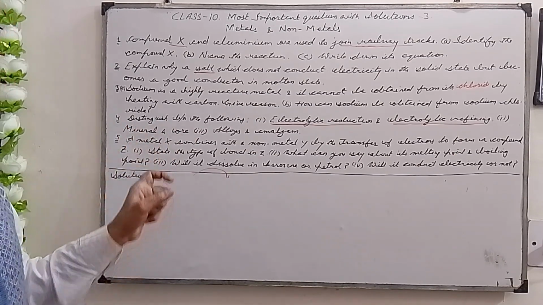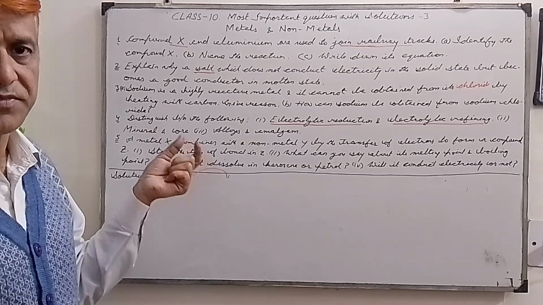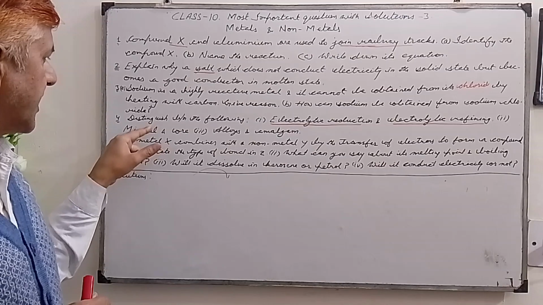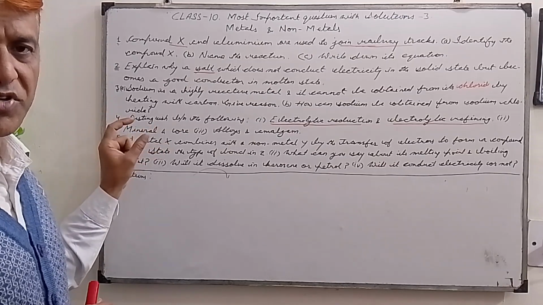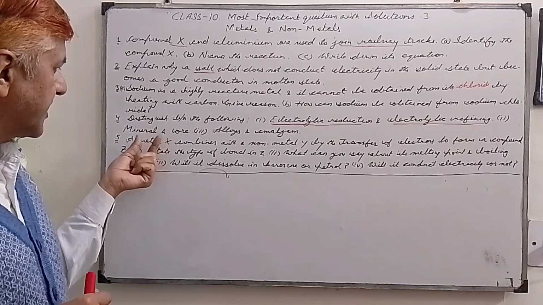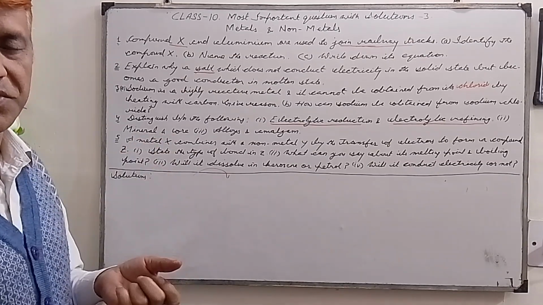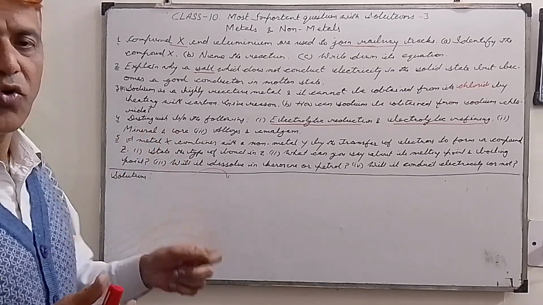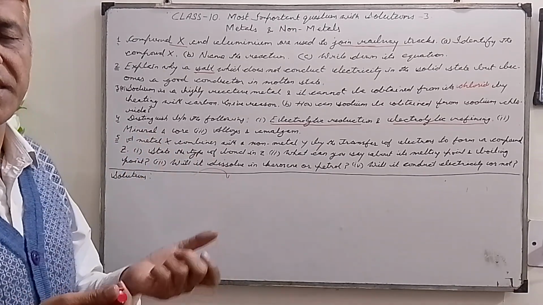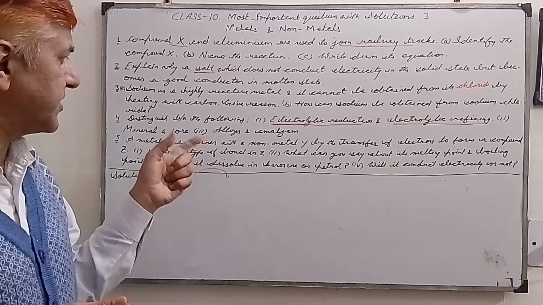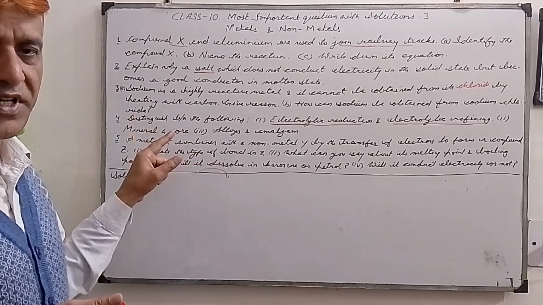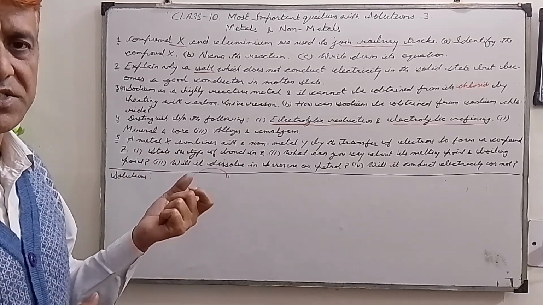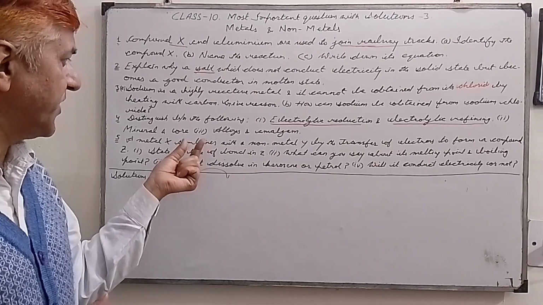My dear students, always remember that compounds which are found naturally in earth crust are called minerals. Once again, compounds or elements which are naturally found in earth crust are called minerals. And ores are those minerals from which we can extract metals profitably, beneficially.